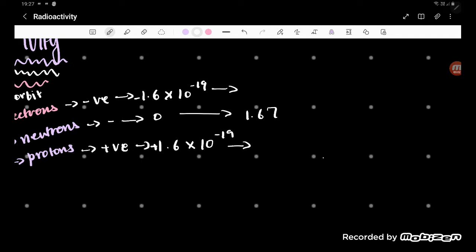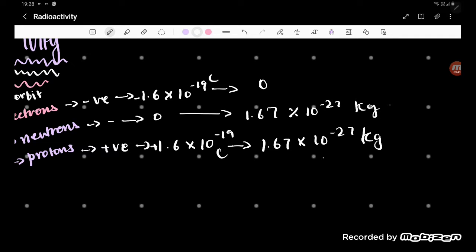1.67 into 10 to the power minus 27 kg. These two are in coulombs. So 1.67 into 10 to the power minus 27 kg. They have the same mass, whereas the electron's mass is almost negligible.